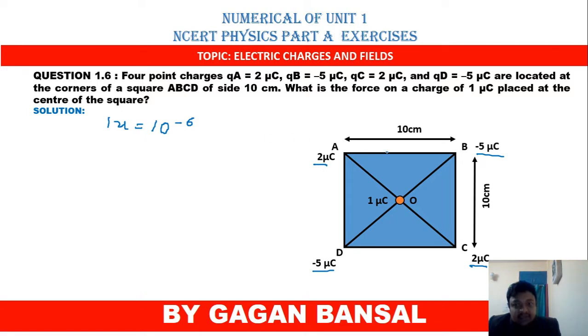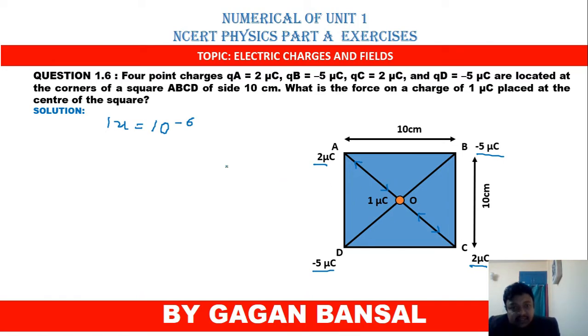You know that AB equals BC equals CD equals AD. Now, when we are considering the charge between A and O, we can say that the force will be a repulsive force. So the force between A and O will be repulsive, and its magnitude is equal to the force between O and C. We can say that the force of repulsion between charges placed at A and O is equal in magnitude.